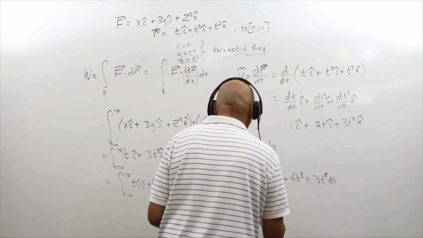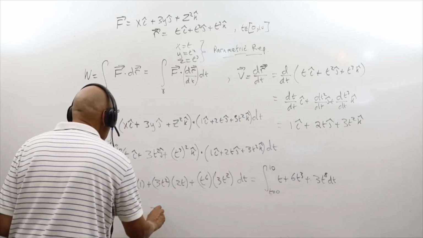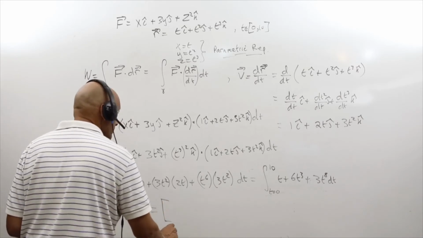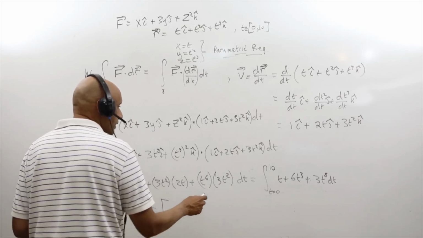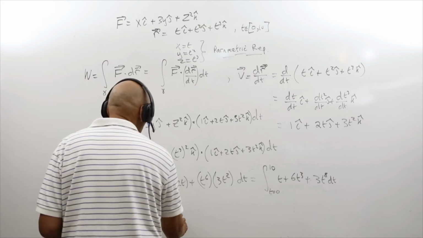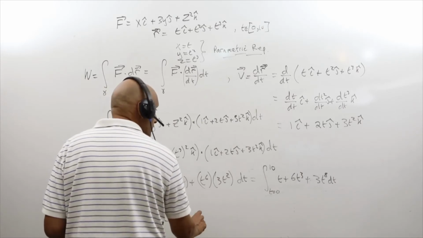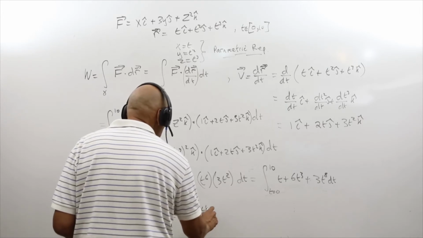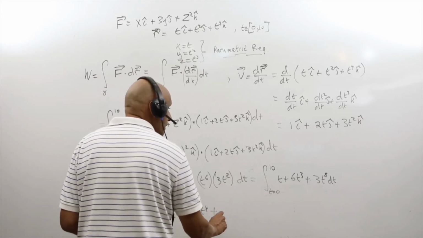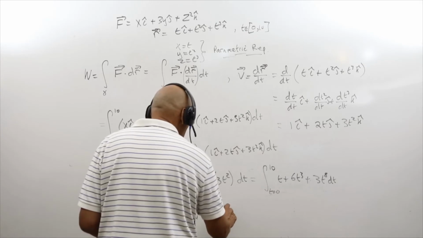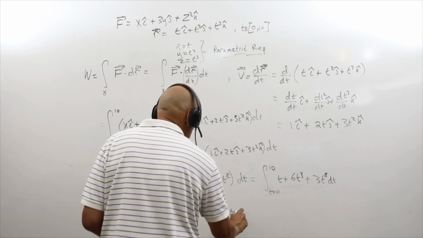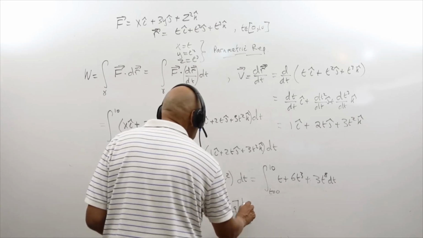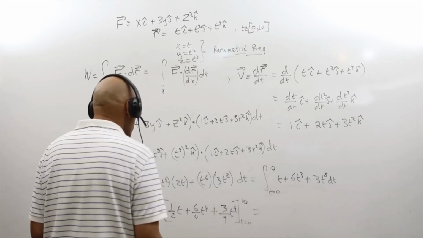dt. And we integrate, and our integration limits, right, are from t equals 0 to 10. Our integral becomes 1/2 t squared plus 6 over 4 t to the 4th plus 3 over 9 t to the 9, taken from t equals 0 to 10 seconds.